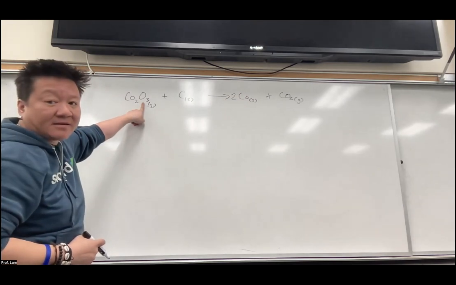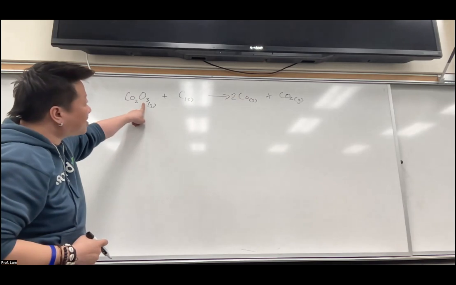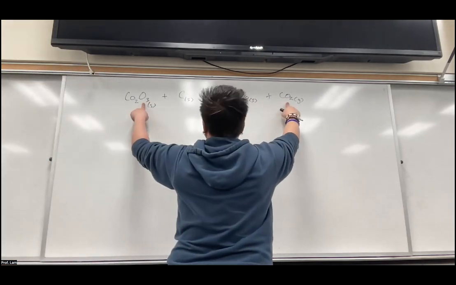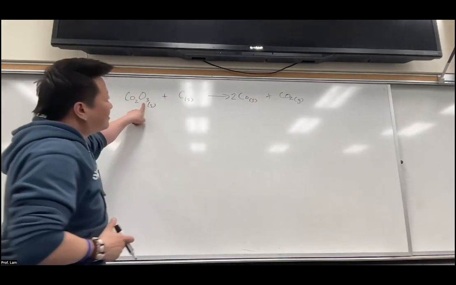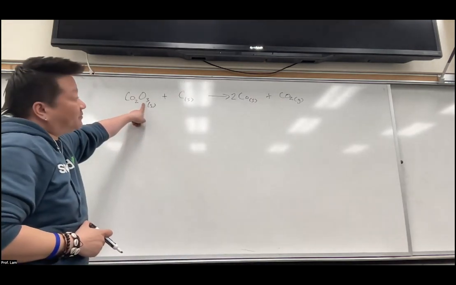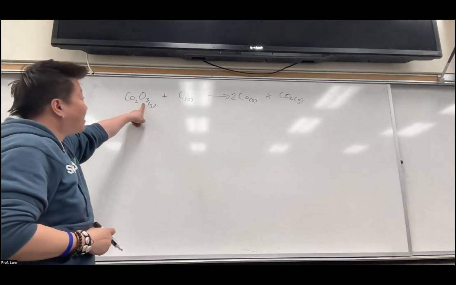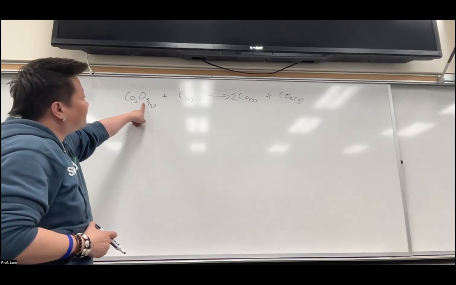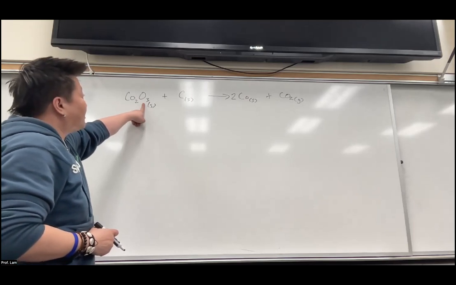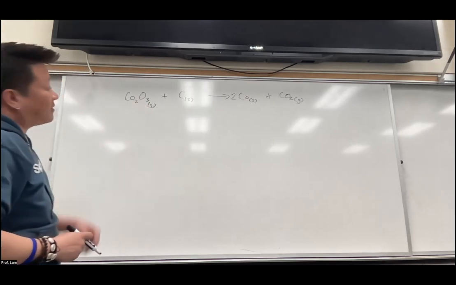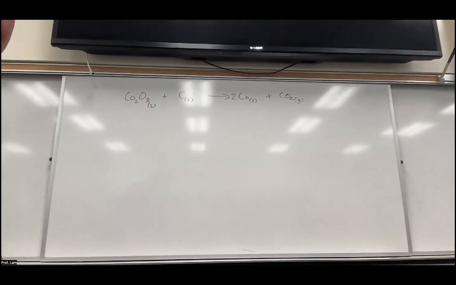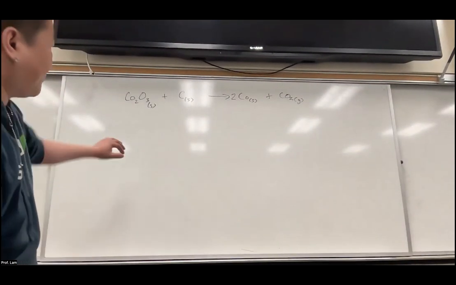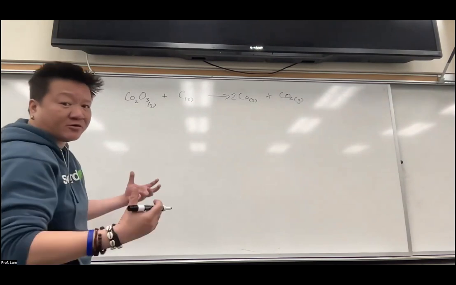And oh, I see that I got 3 oxygens on the left side, but I only got 2 oxygens here. So let's see what I need to do. Perhaps we can use fractions. So we got the 3 oxygens on the left side. Here we're going to do fractions.